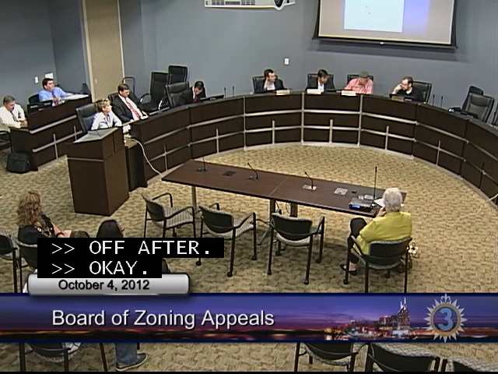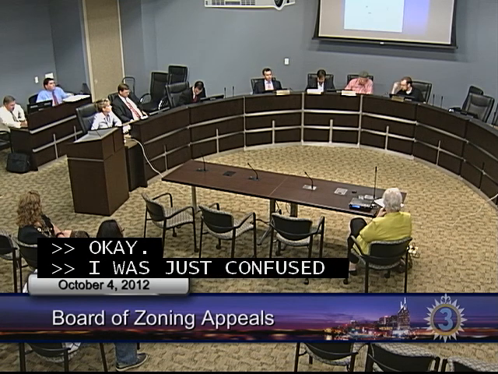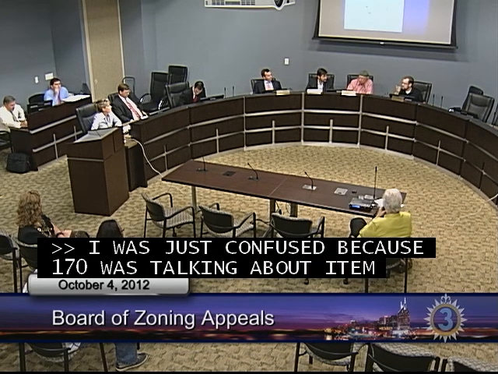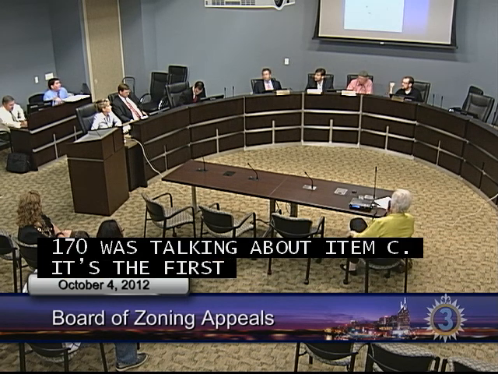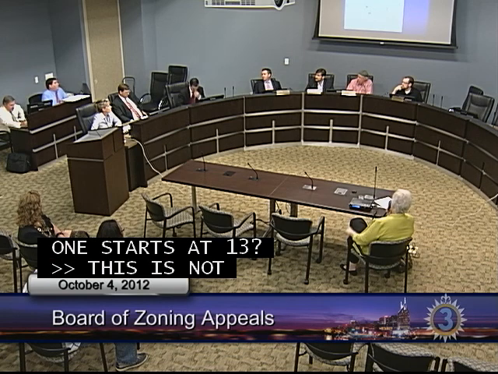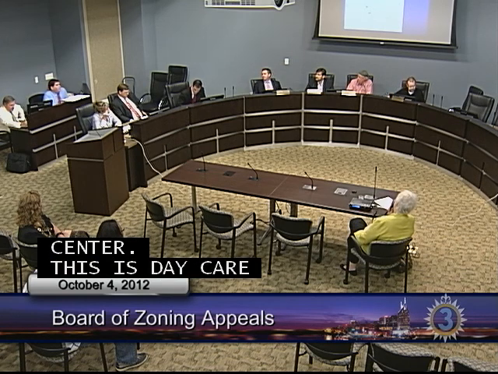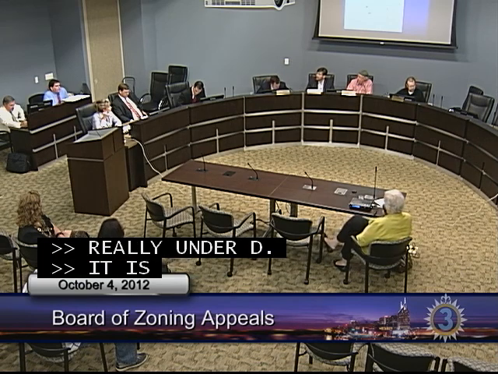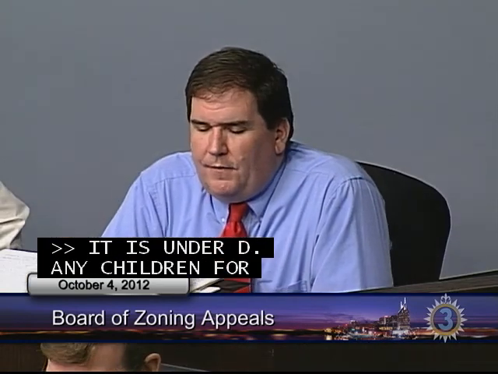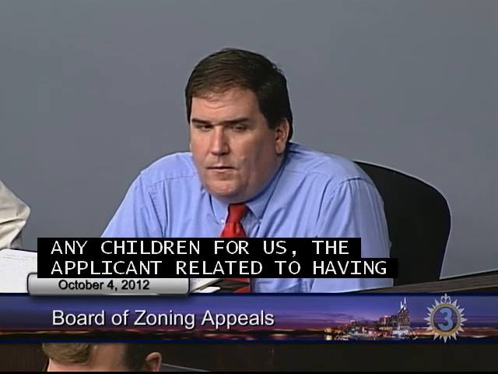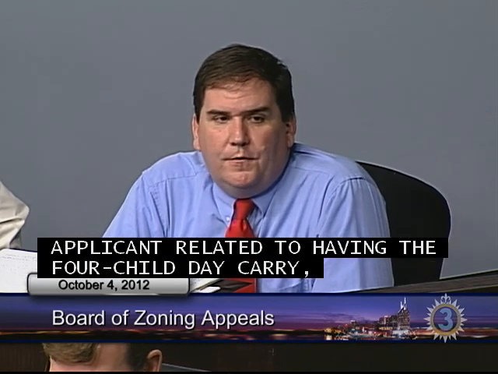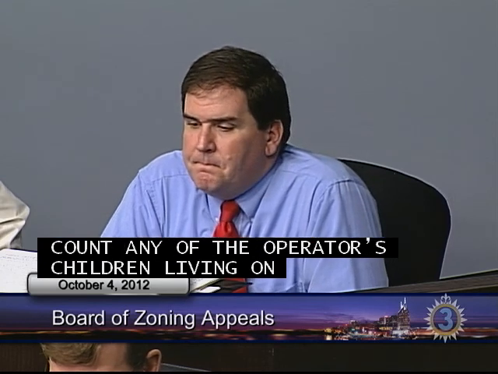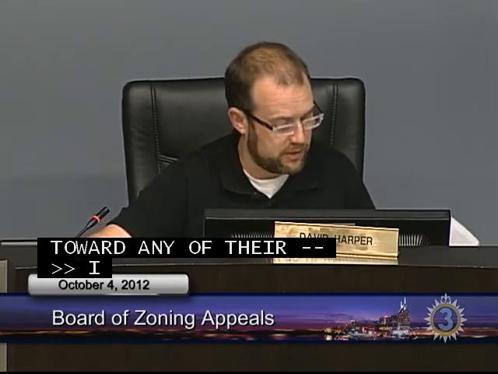I was just confused because in 170 it was talking about item C. It's the first class 1 starts at 13. Oh, this is not a daycare center. This is daycare home. The applicant's correct. All right. Any children. So it's really under D in 170. It is under D. Any children for us, and the applicant alluded to having the 4-child daycare. We do not count any of the operators' children living on the premises toward any of their. I don't want to confuse that. I was confused, but I'm better now. Okay.